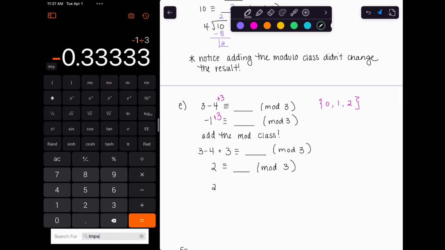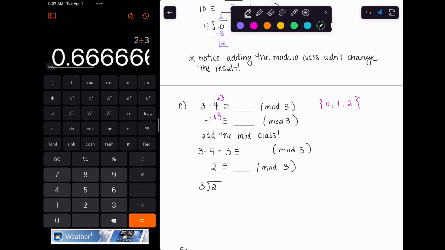So if I take 2 and I divide it by 3, well, that gives me 0. It goes in no times. So 0 times 3 is 0. Subtracting the 2 results in 2. So my remainder is 2. So really 3 minus 4 is equivalent to 2 under modulo 3. I can fill in 2 at all of these places. But really this is what you started with. 3 minus 4 is equal to what, mod 3? And that answer is going to be 2, okay?